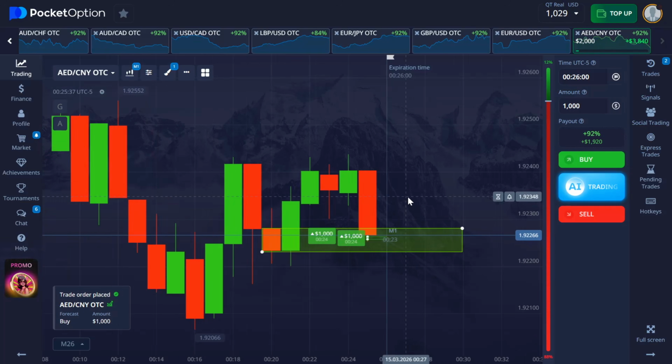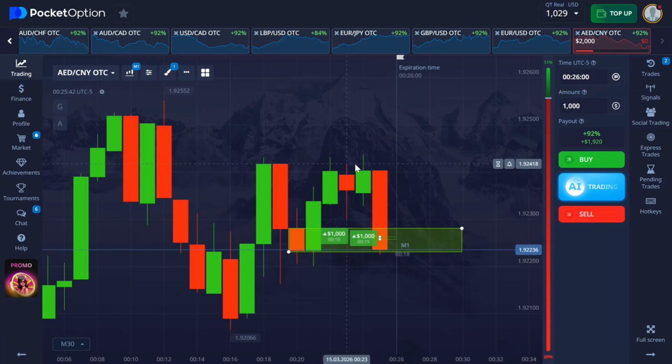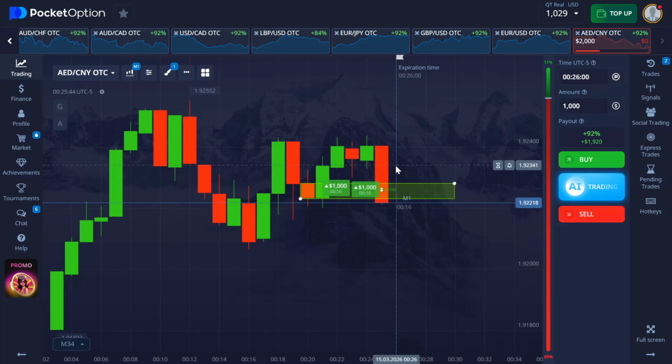Okay, I'm taking this for 2 trades here, guys. If you see there, I was just waiting for it to come into the zone, into my area.